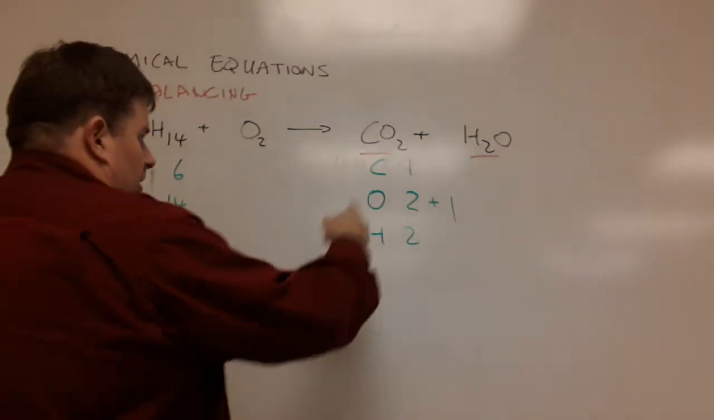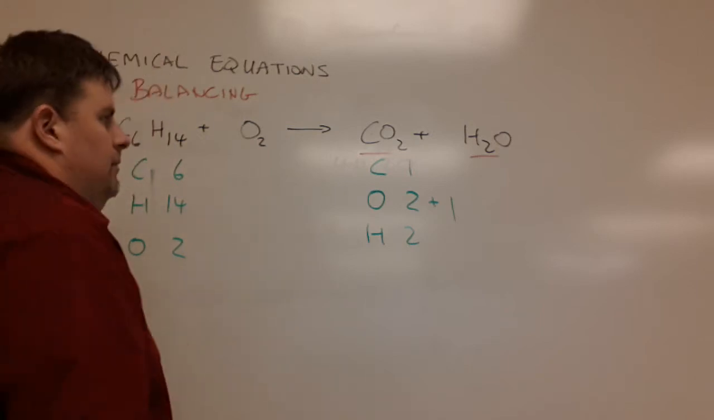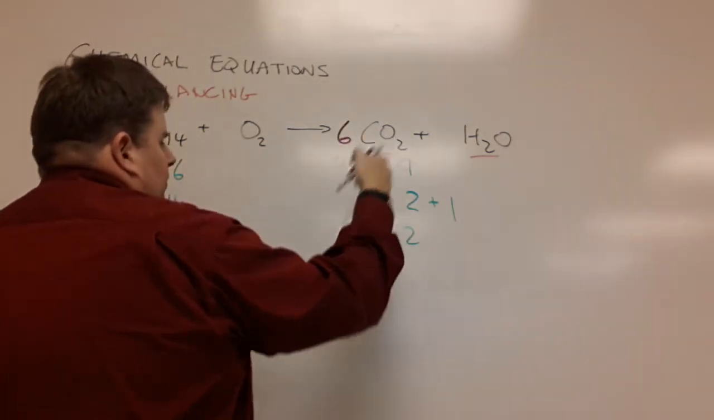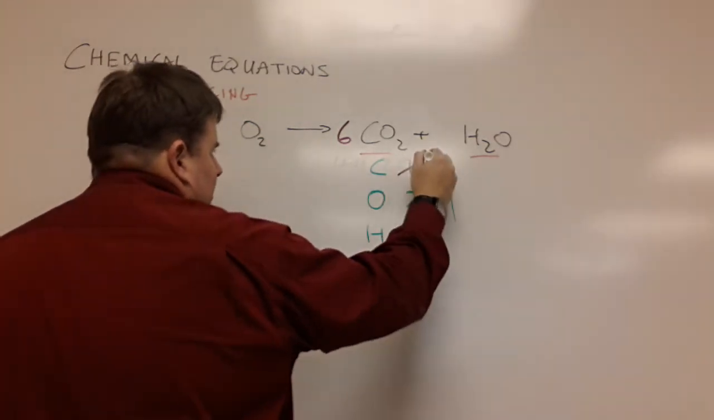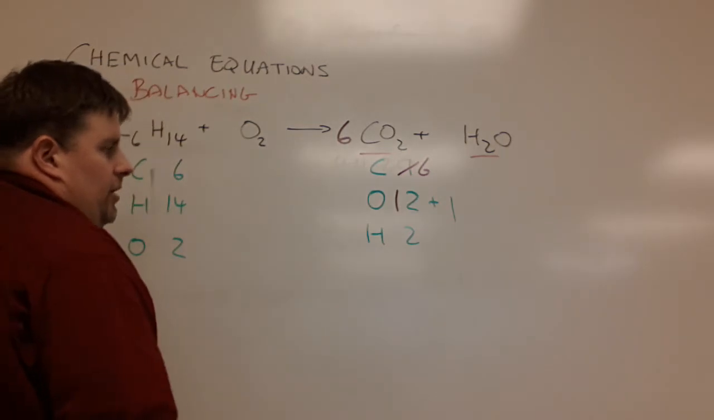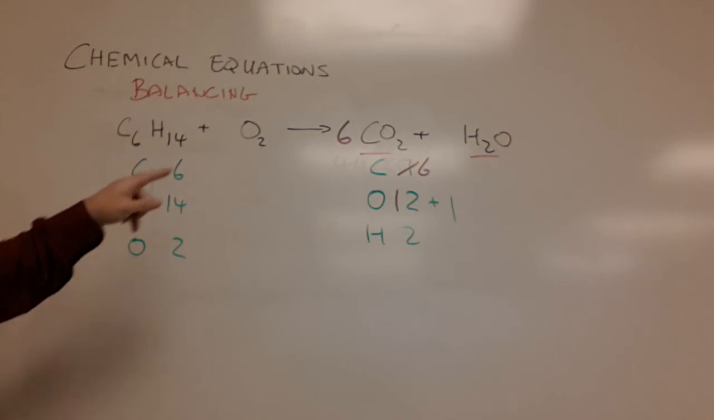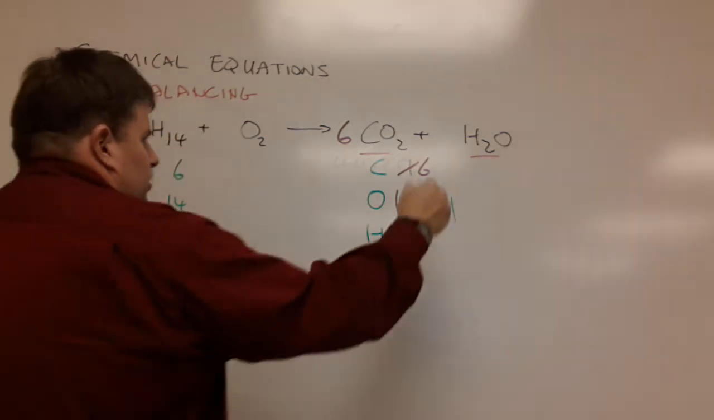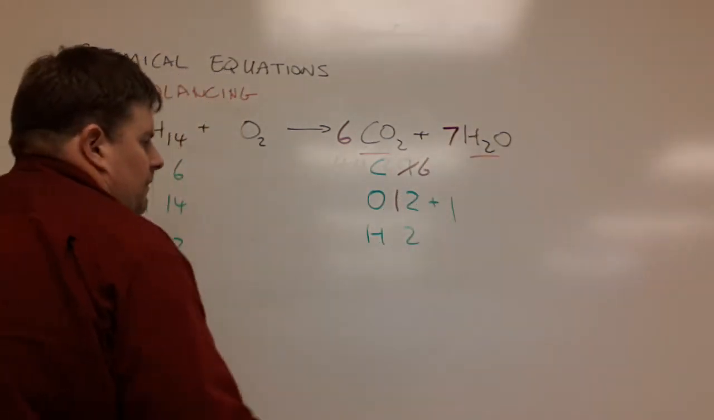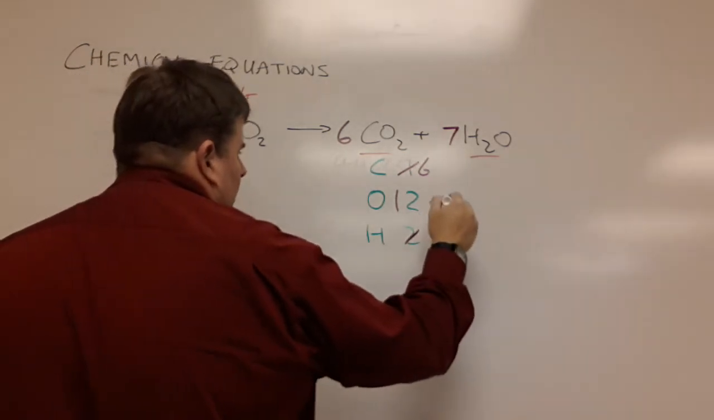How do I do that? I put a 6 there? No. You put a 6 in front of the carbon. All right? This 6 will carry out through the molecule. So now I've got 6 carbons. I've got 12 oxygens there, plus 1 on the other side. All right? So now I want to balance my hydrogens. Okay, I've got 14 here, and I've got 2 over there. So that's actually pretty easy.